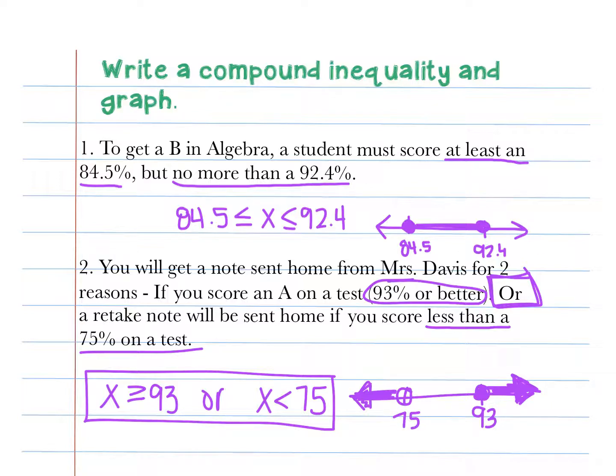And then to get a note sent home, you either get a 93 or better, so yay, you got an A, or hey, you got less than a 75. So it is not included if it's a 75. You will not get a note sent home if it's a 75, but you will if it's a 93.